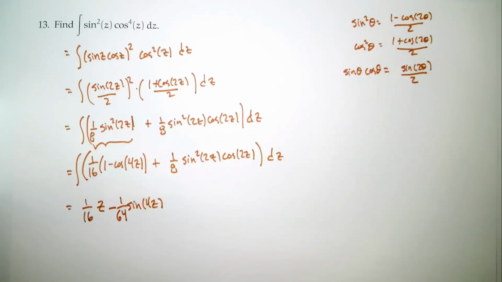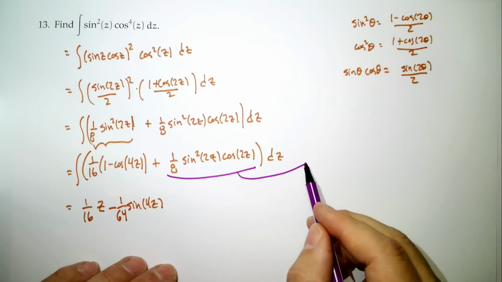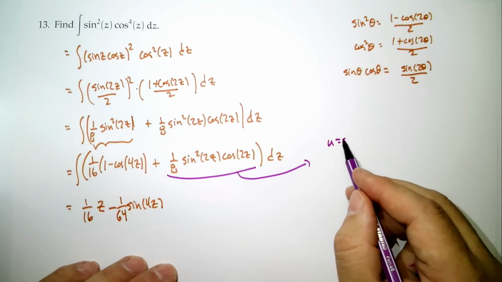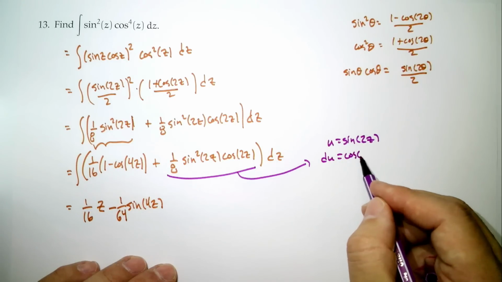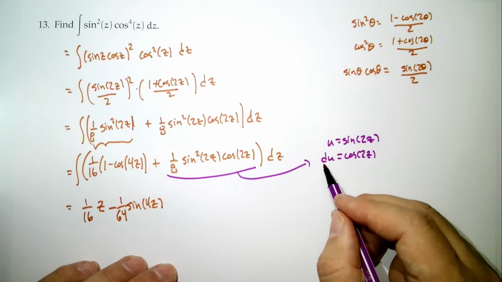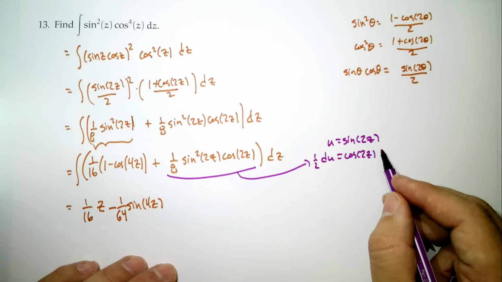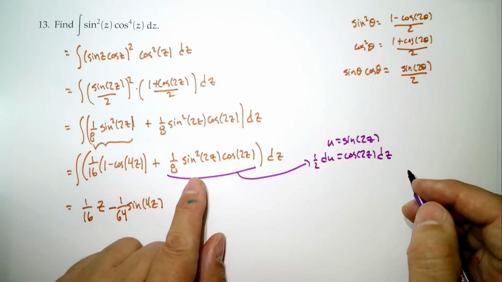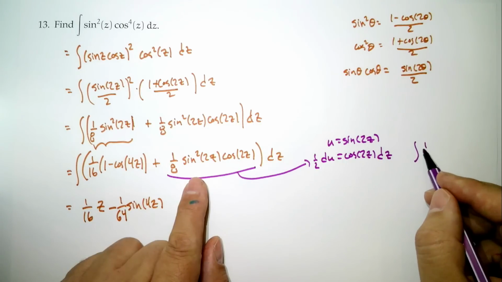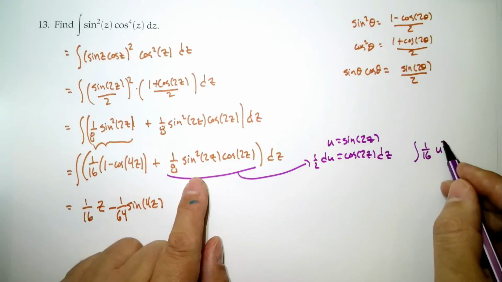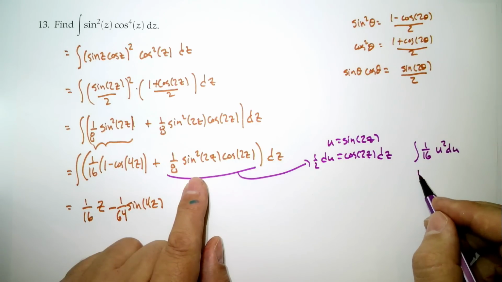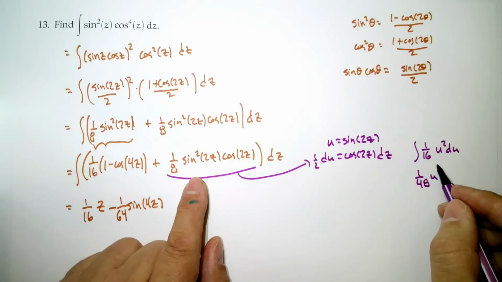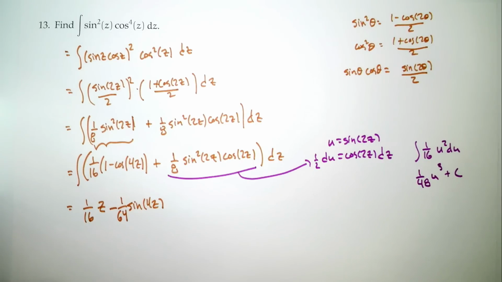Now the last part, maybe we'll do a little bit of work off to the side, just so we don't make a mistake. So for this last part here, set u equal to the sine of 2z. Then du would be cosine of 2z times 2, which I'll bring the 2 across. So 1/2 du is cosine 2z dz. So that this integral right there would be 1/16 u squared du. So that if we integrate it, it would be 1/48 u cubed.